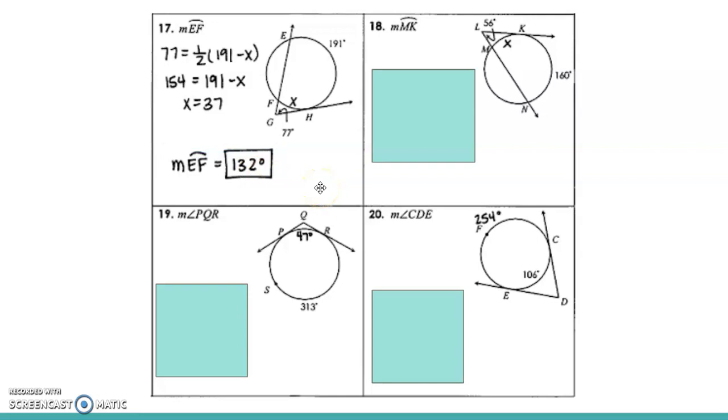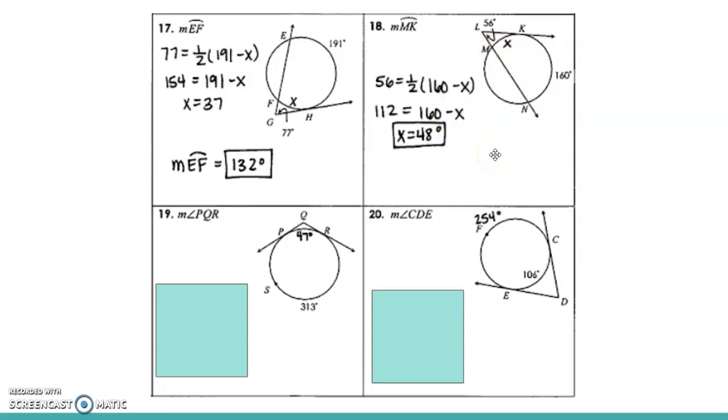to get that EF is 132 degrees. Number 18 for MK, we are going to find our X, so we're going to set up our equation. They gave us the angle and the other arc. So I have 156 equals 1/2 times 160 minus X, and X equals 48 degrees.